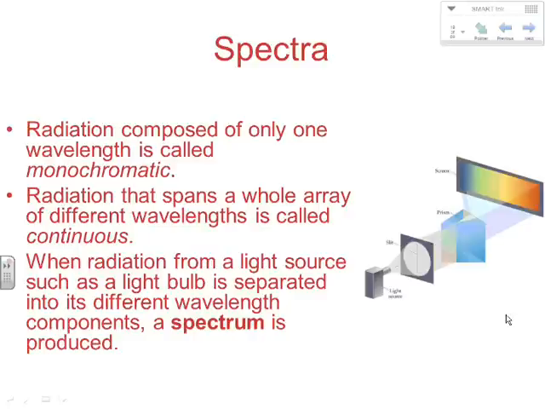If you split white light into its component colors by passing it through a prism, it gives you the continuous spectrum. You get all of the colors of Roy G. Biv. That's known as a continuous spectrum. Light of one specific frequency on this continuous spectrum is known as monochromatic light. So when radiation from a light source such as a light bulb is separated into different wavelengths, you get a continuous spectrum. You get all the different colors of the rainbow. Now that's white light, what comes out of the sun and what comes out of glowing metals and light bulbs.